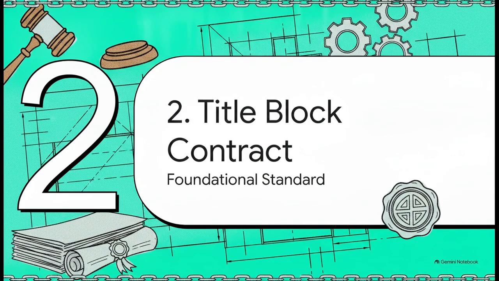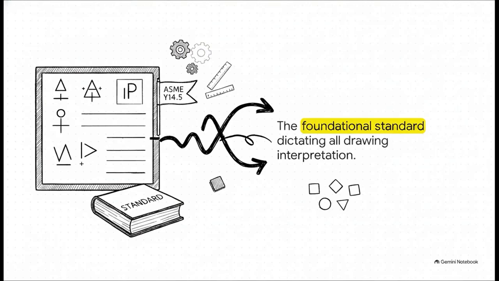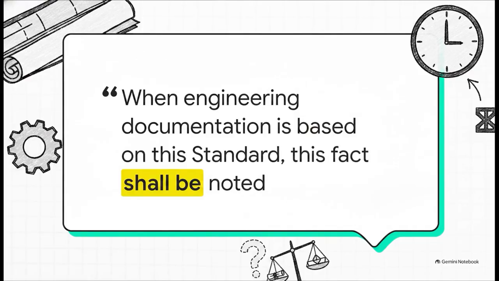Moving on to Section 2, the title block contract. Let's actually step away from those complex feature control frames for just a second and look at a pretty unglamorous corner of the drawing. See, calling out the specific ASME Y14.5 standard right down in the title block is exactly what gives all your GD&T symbols their actual power. You can draw all the profile and position symbols you want all over a part, but without a foundational standard dictating their exact mathematical interpretation, they're really just pretty pictures on a page. In fact, the ASME standard explicitly requires this notation right in Section 1.3.